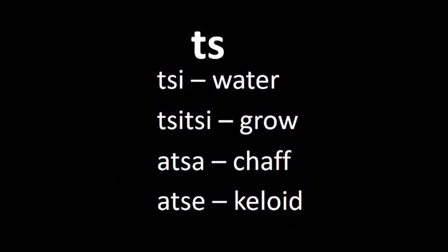Finally, we have sh, which is formed by combining t and s. Examples are chi, water, chichi, grow, as in human beings growing or a living thing growing, maturity. Acha, chaff. Ache, keloid.